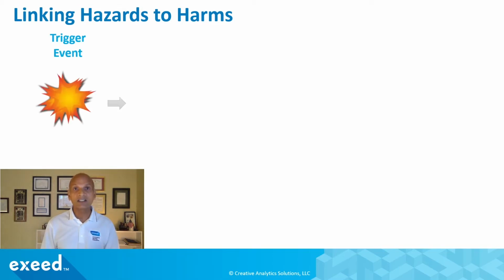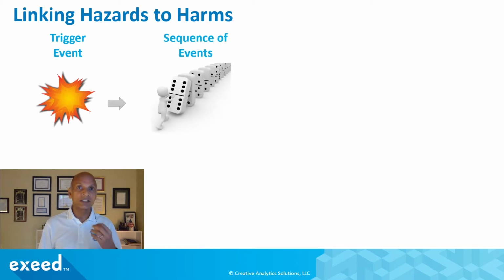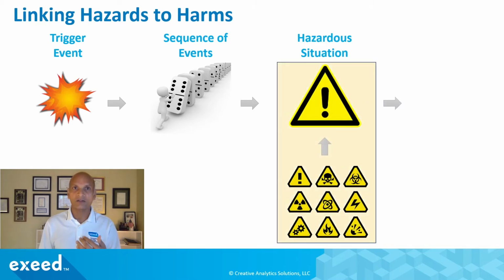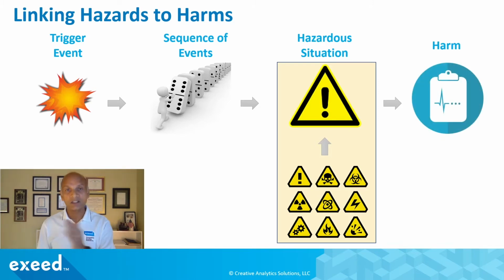So typically there's a trigger event. Something failed, maybe a device failure, or maybe not a device failure, something else. That starts this chain of events, which we call sequence of events, one after the other as a cascade, they happen. And that leads to a hazardous situation where the patient or the user is exposed to one or more hazards. And that leads to a harm. So this is kind of a chain of events that tends to happen.